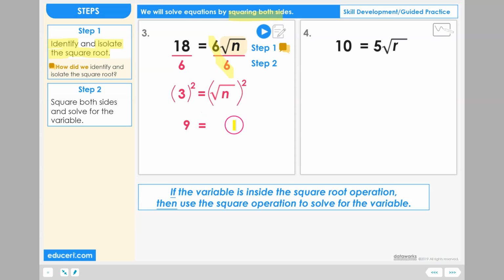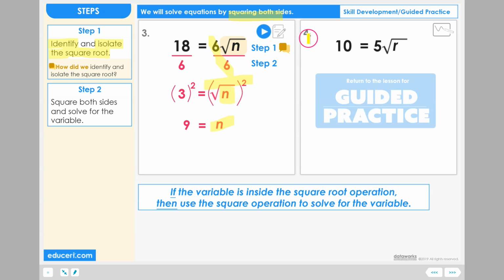And this is equal to n, since squaring a square root will release the expression inside. So n gets to come out of our square root because we squared it, and these are inverse operations of each other. Well, the variable is all alone on one side, so this equation is now solved. n equals 9. You are now ready to solve equation number 4 by isolating the root and then squaring both sides.